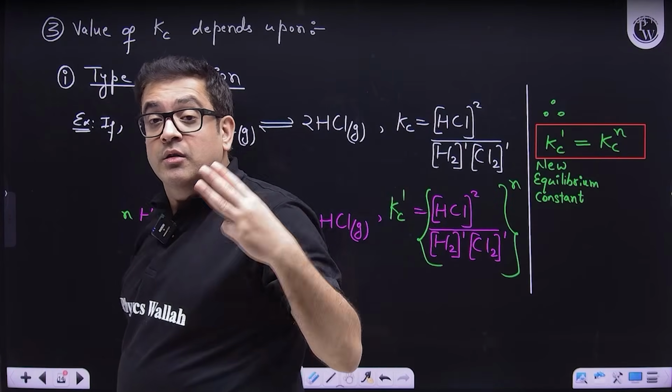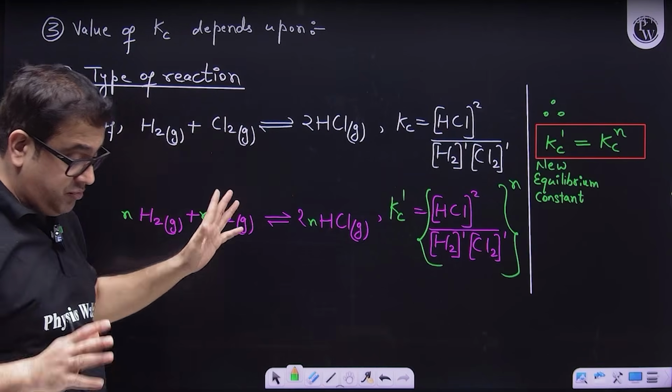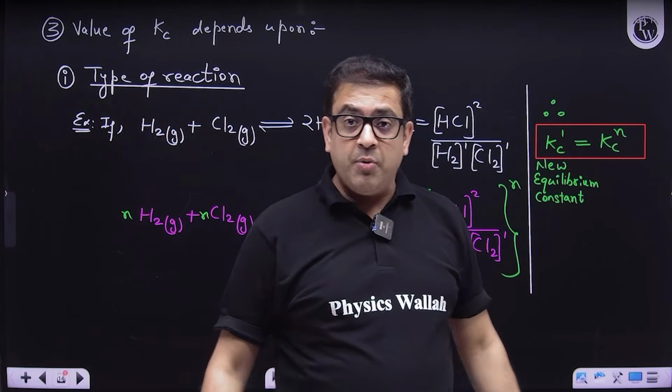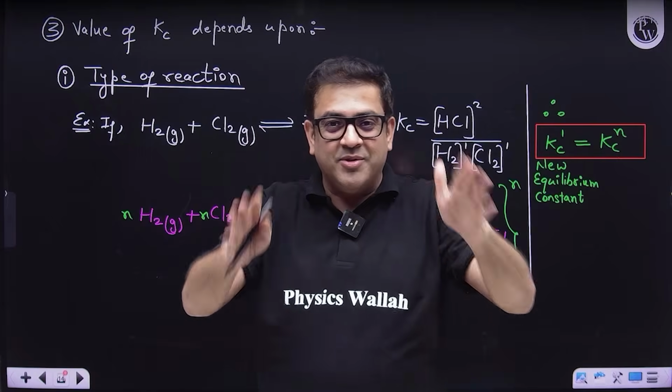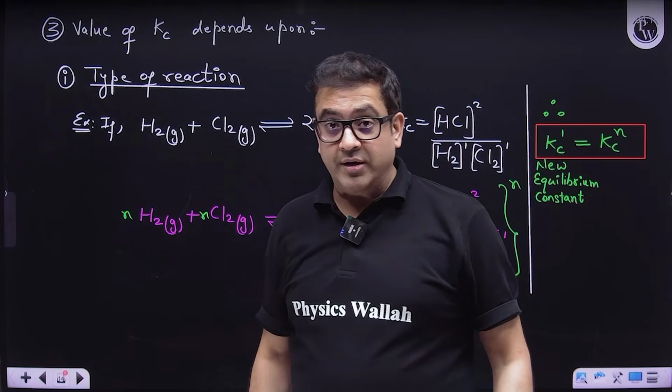Now, the third characteristic is what the value of Kc depends on. Sir, you said Kc does not depend upon concentration. It must be depending upon something. Although it's a constant, that constant will be depending upon something. What are those two things?